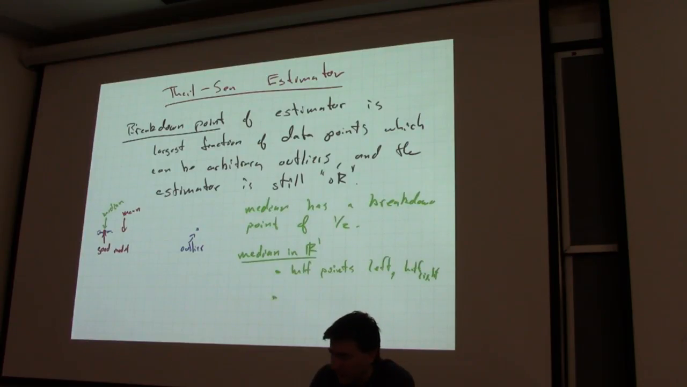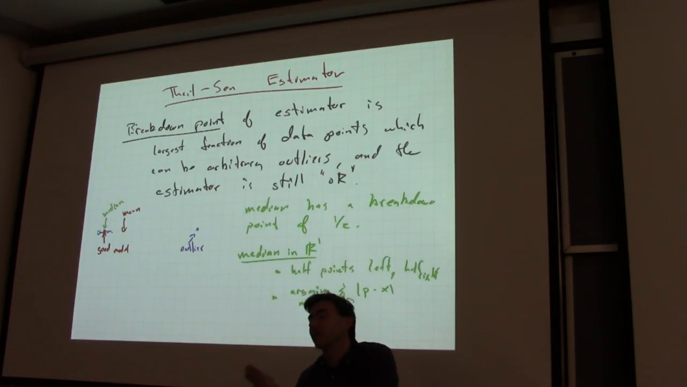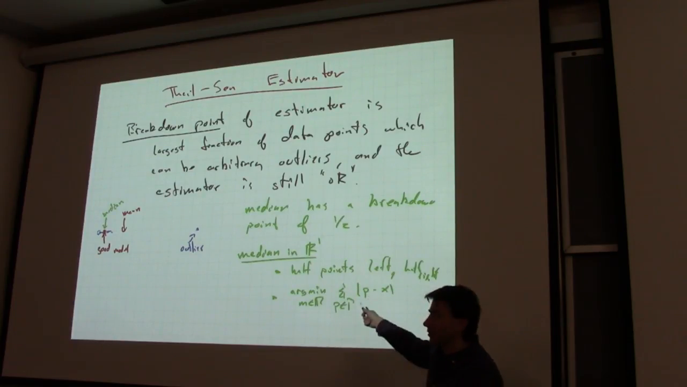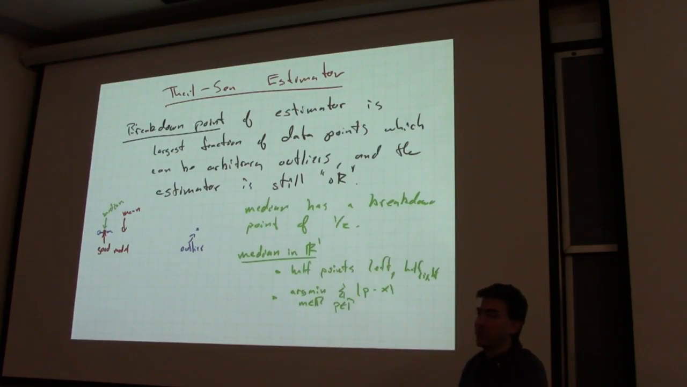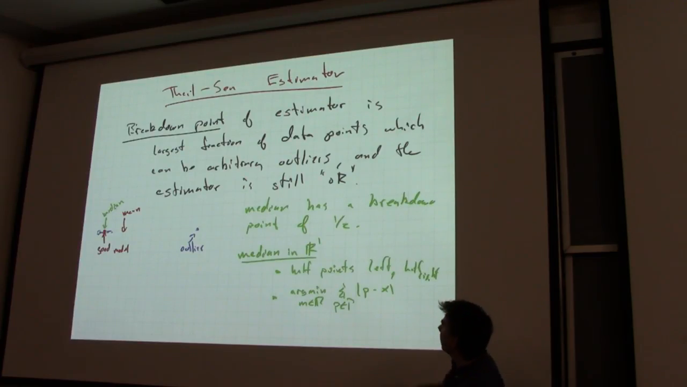You can also say it's the arg min over m in R of the sum of the distances, the absolute value of the distances, from m to the data set. Okay, so not the sum of squares, just the sum of the distances. Turns out this is also the median in 1D. In higher dimensions, this generalizes. This is known as the geometric median.